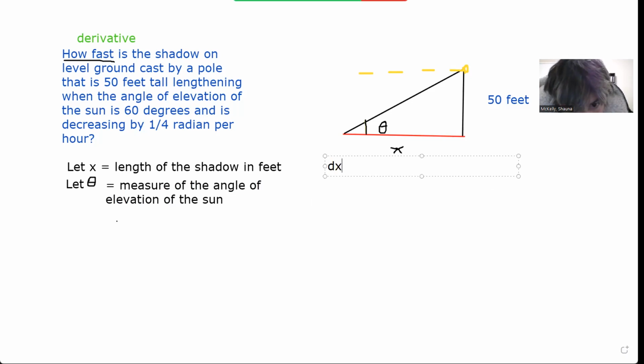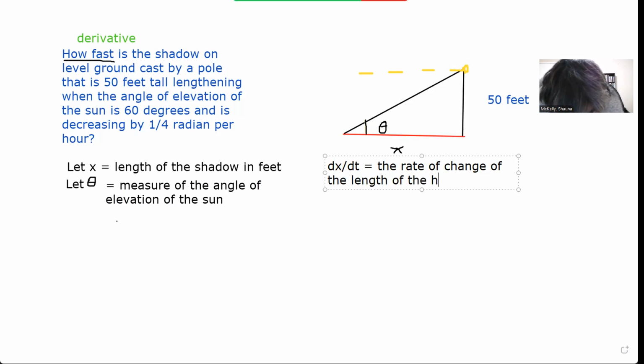So I know that dx dt is going to represent the rate of change of the length of the shadow with respect to time.